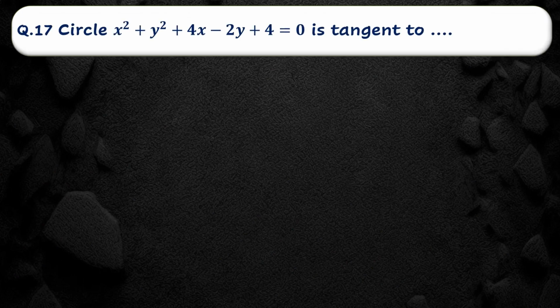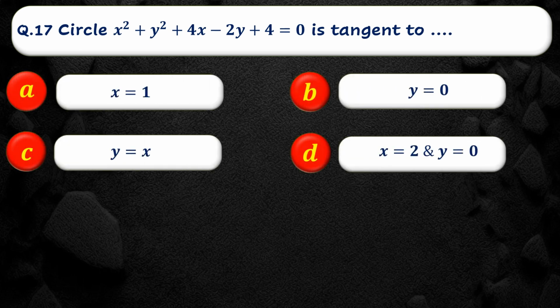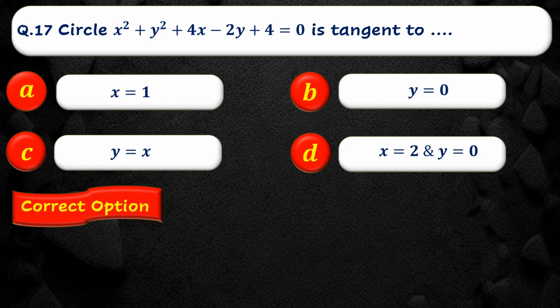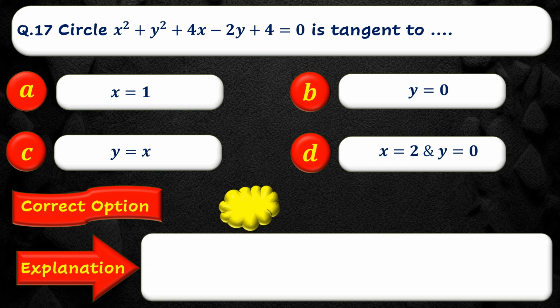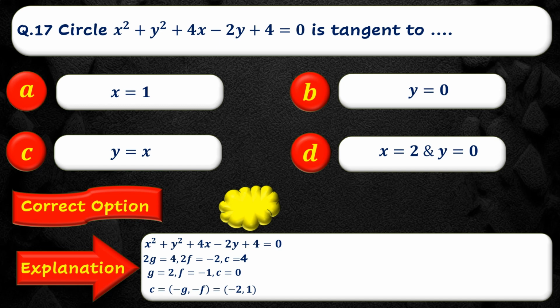Question number 17. Circle x² + y² + 4x - 2y + 4 = 0 is tangent to, and the options are. Let's check out which one is the correct option. The given circle is x² + y² + 4x - 2y + 4 = 0. We find its radius and center by comparing it with the general equation of circle. We get g, f and c to be 2, -1, 4. The center of the circle will be (-2, 1). The radius of the circle will be 1.